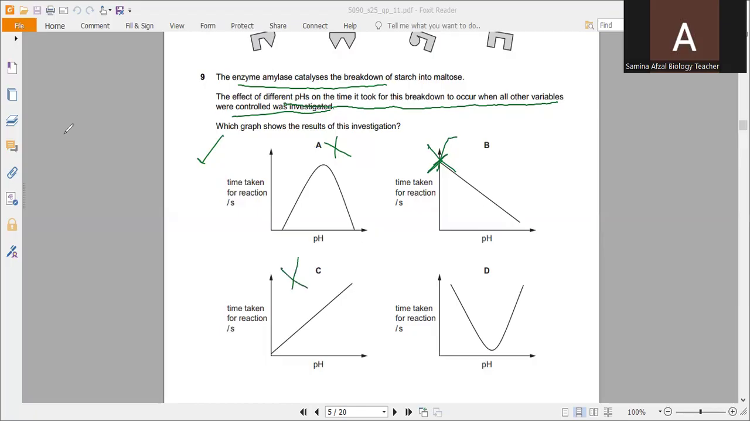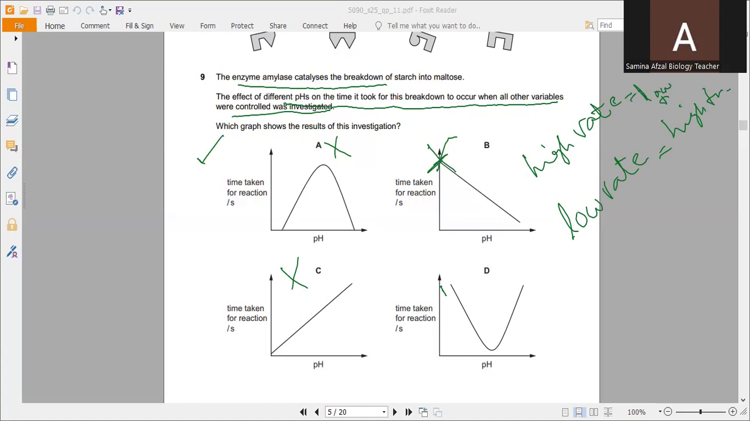So it means D is there. As the pH is becoming neutral, the time taken for reaction is decreasing. Low rate will be high time. So high rate, low time.